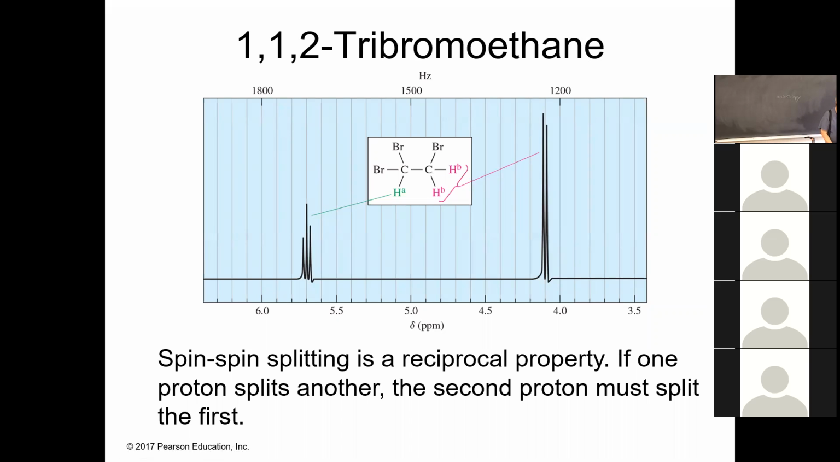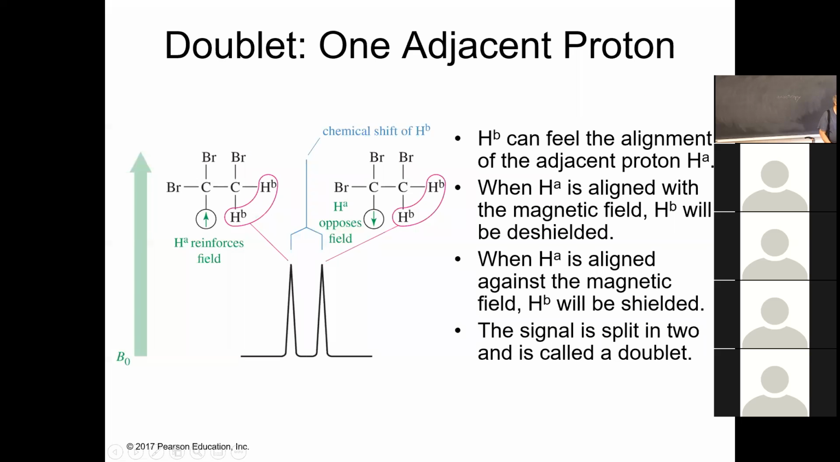Okay, let's consider this set of two lines, which we call a doublet, first. The chemical shift of these protons is going to be affected by what this one proton on the next carbon over is doing. If that proton is aligned, then we get a slightly different signal than if that proton is opposed.